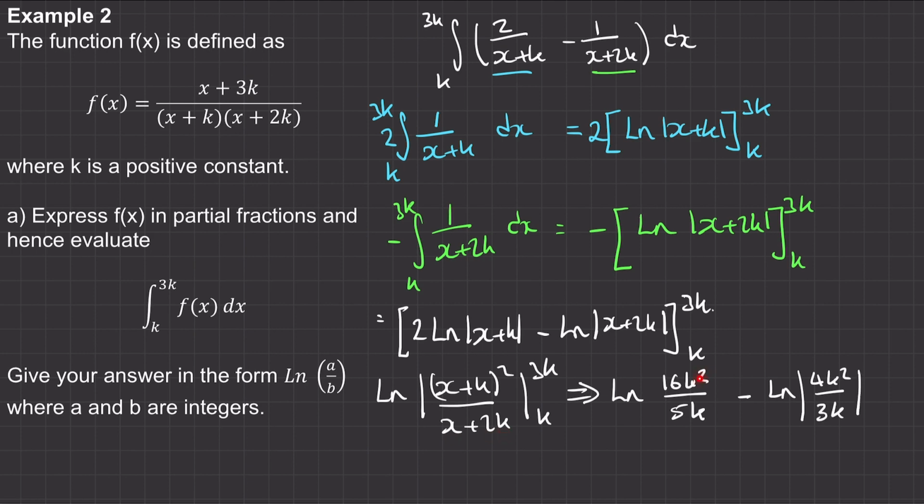You can see that one of these k's will cancel with this one. So I'll just eliminate that and eliminate that. And again, on the other expression here and here, so I'll eliminate that and eliminate that. So then we have the natural log of 16k over 5 divided by 4k over 3. And this will simplify to make the natural log of 12 over 5.